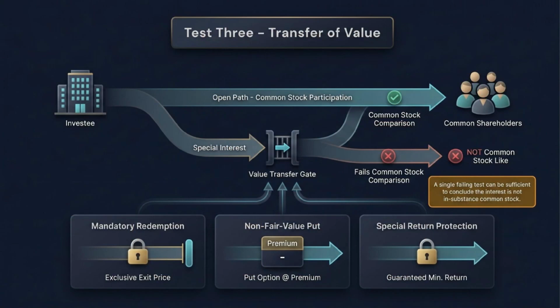The third test focuses on transfer of value. An interest is usually not common stock-like if the investee is expected to transfer substantive value to that investor while common shareholders do not receive a similar benefit. Common examples include mandatory redemption, a put option at a non-fair-value premium, or guaranteed return protection. The key is substance. If the arrangement effectively gives one investor a special exit or special value transfer that common shareholders cannot access, the instrument may fail the common stock comparison. A single failing test can be enough. In other words, one big protection feature can ruin the common stock costume.